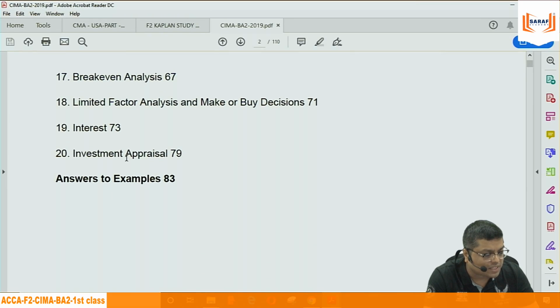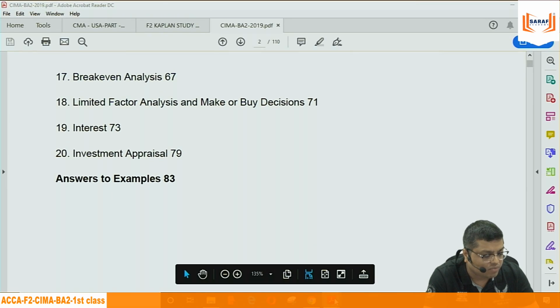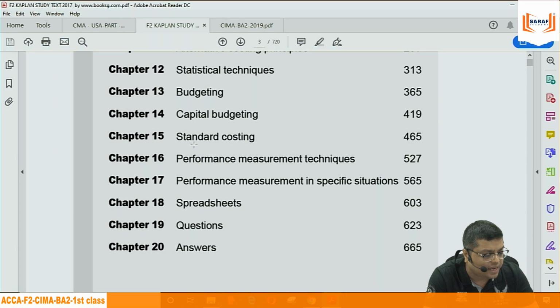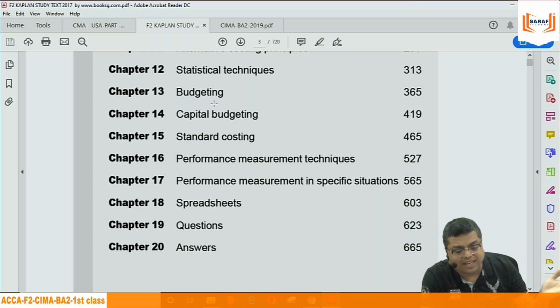Then there is investment appraisal. Investment appraisal in ACCA is capital budgeting. In CIMA, the name is investment appraisal. In ACCA, it is capital budgeting. The separate budgeting which is given in ACCA is covered in CIMA with variance analysis only.